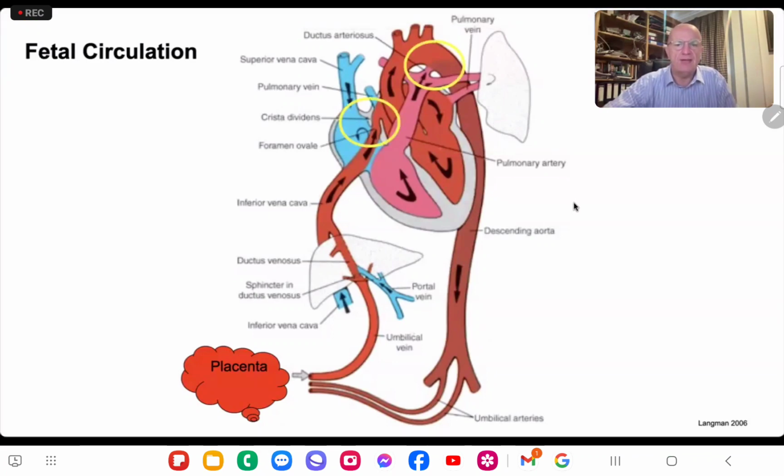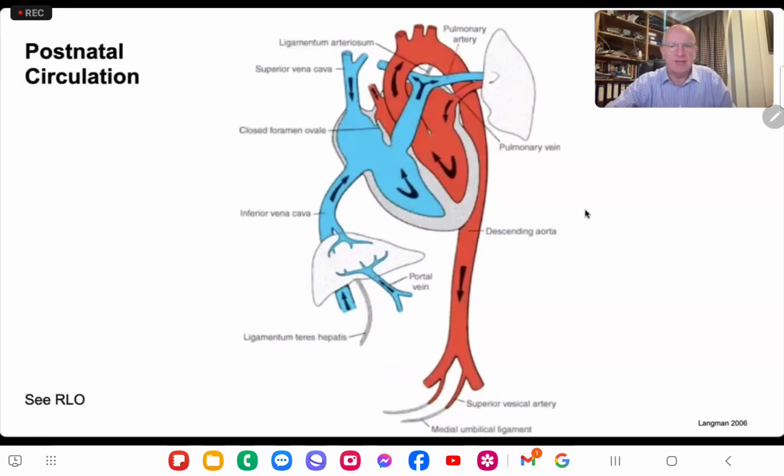These are two main things that happen in the embryological circulation that cause abnormalities in the adult: PFOs and ASDs, and ductus.